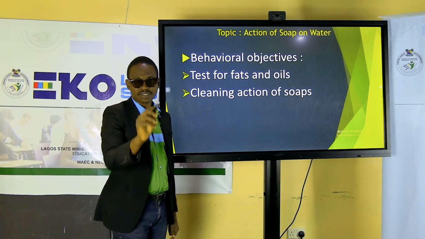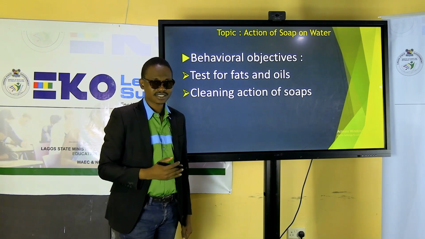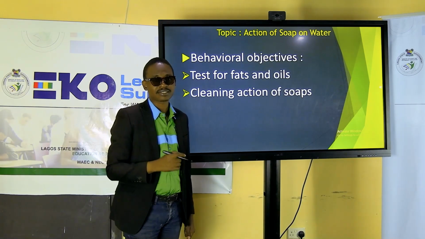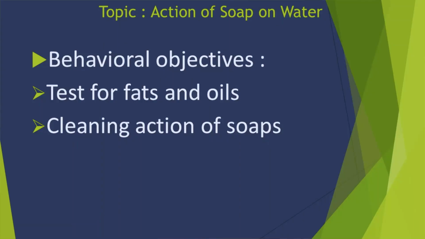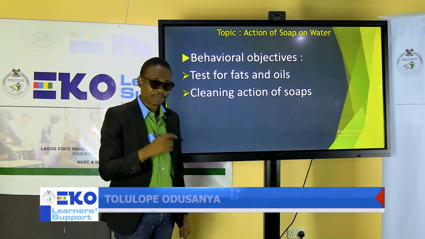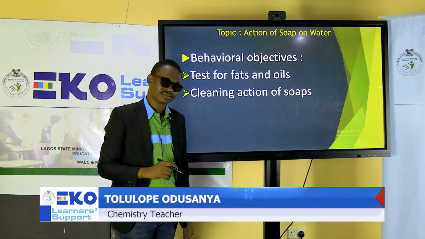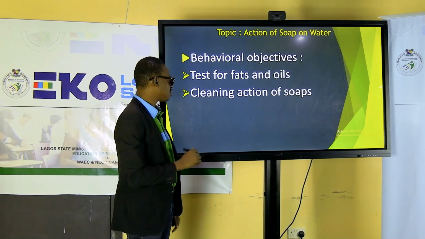Before I proceed, I would like to share the behavioral objective with you. So be able to follow me. Yes. Step by step, line by line. Good. At the end of the class, we will be able, one, to test for fats and oils. Two, to explain the cleaning action of soap. We all use soap at home. We want to know how that particular soap helps in cleaning the dirt on our clothes. So let's go into the topic proper. Well done, guys.